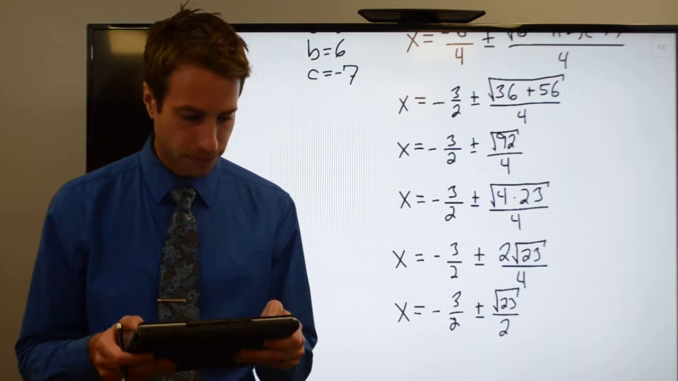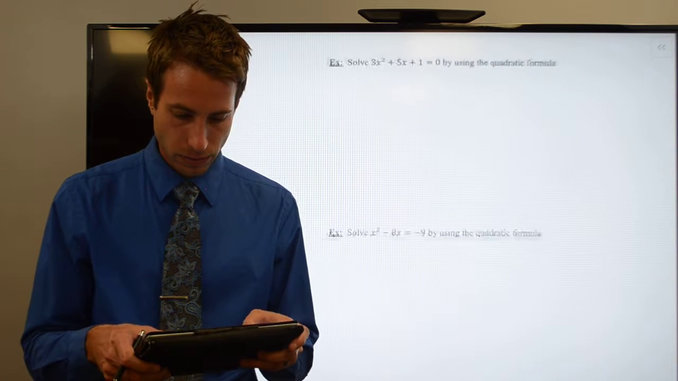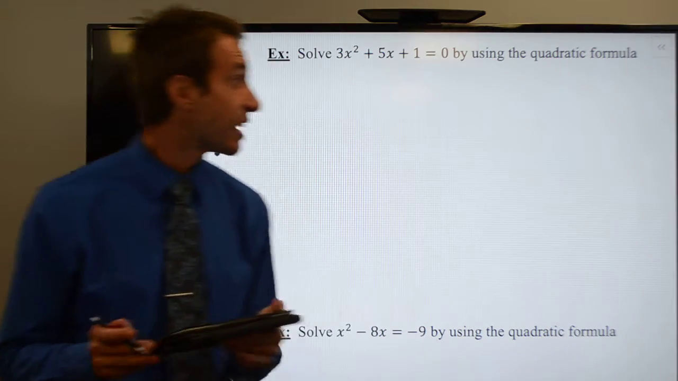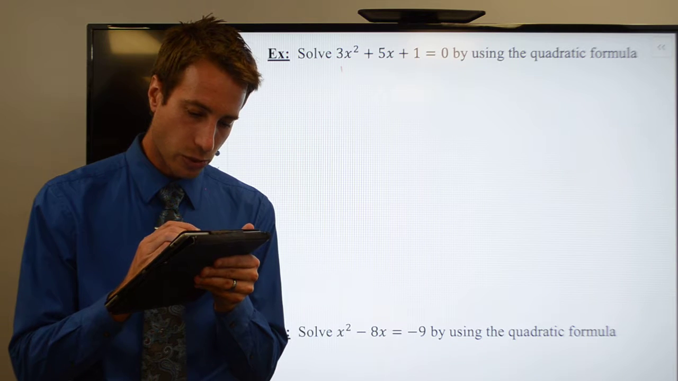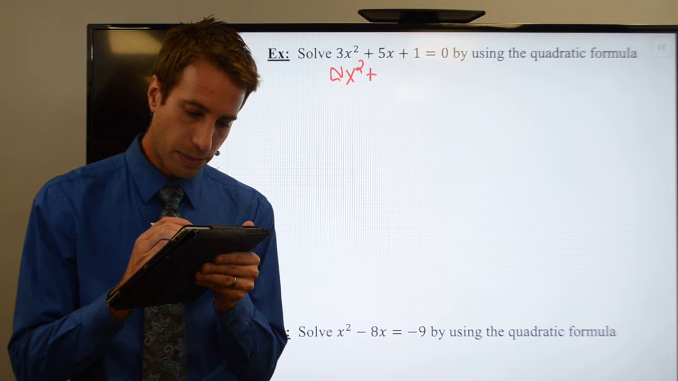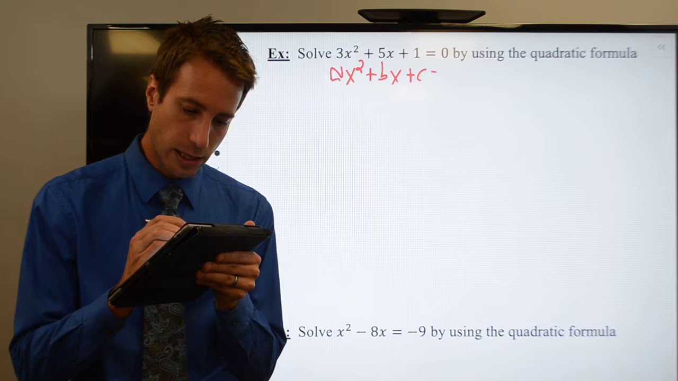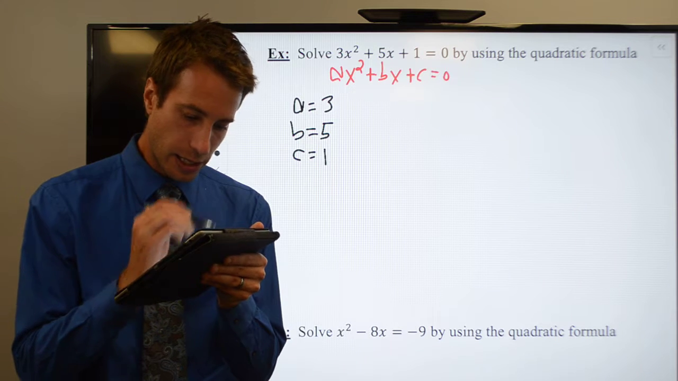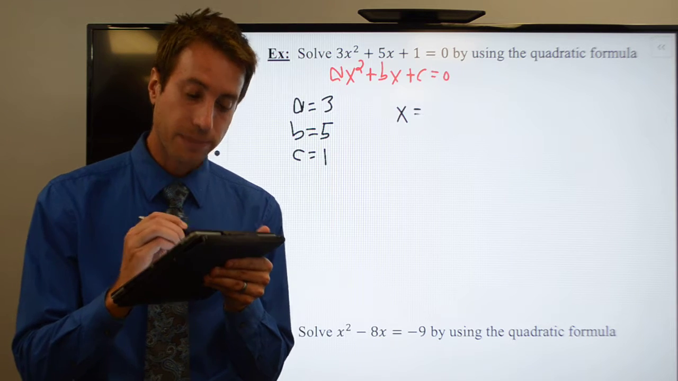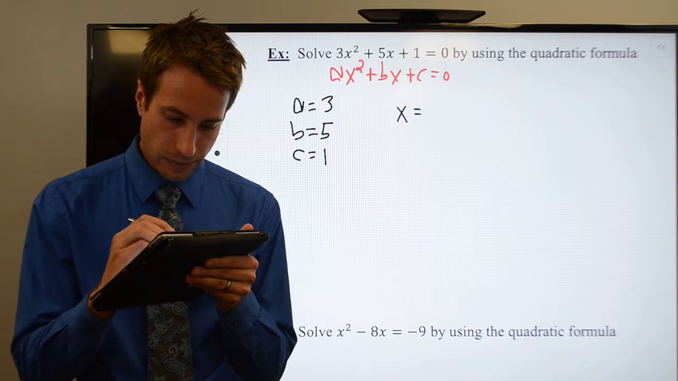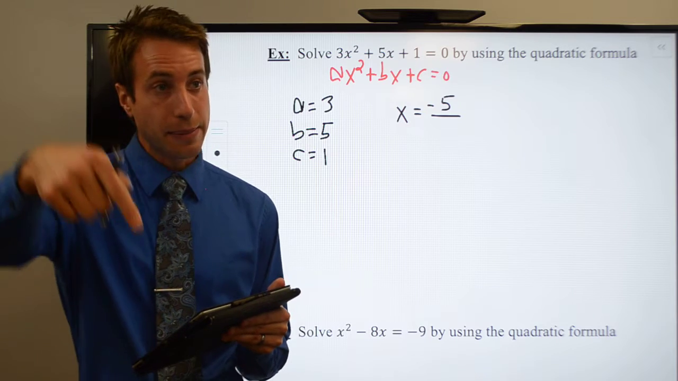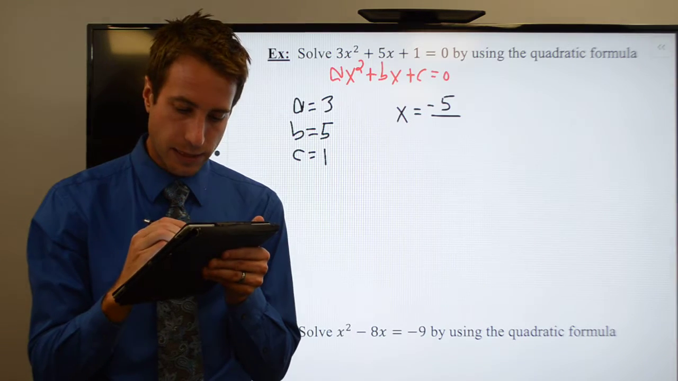Let's try another one. Okay, this one looks like fun. It's already in standard form, so let's go ahead and show you. Ax squared plus bx plus c is equal to 0, where a is 3, b is 5, and c is 1. And you guessed it, it's plug and chug. Minus 5 over 2 times a. My a is a 3, so that'd be 6.